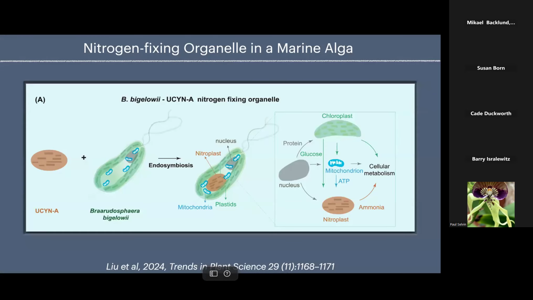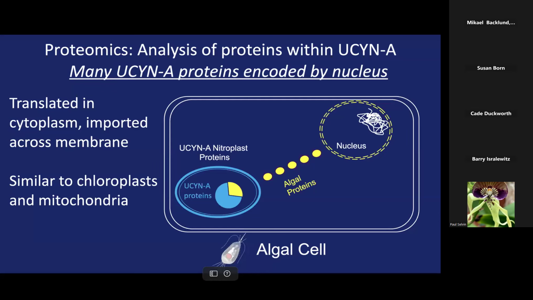And their question was about this Braarudosphaera bigelowii and UCYN-A, which he calls UCNA, a cyanobacterium. The cyanobacterium moved into the alga, and he had data suggesting it had become an organelle. So he wanted to do the experiments to determine that.